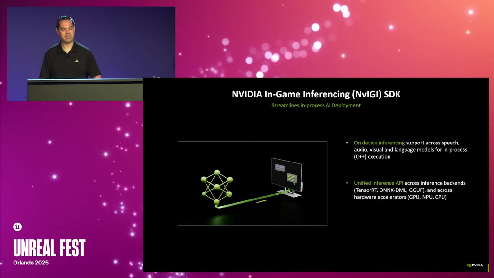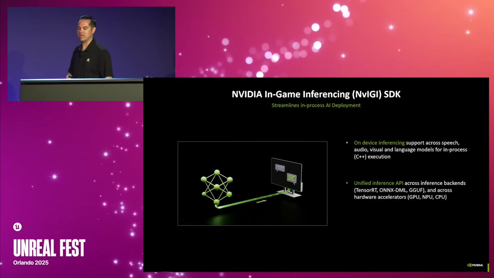What's nice about the IGI SDK is that it offers a unified API across multiple different inference backends. We support TensorRT, ONNX Runtime with DirectML, and then the GGUF format, which is popularized by llama.cpp. So no matter those different backends, we have a unified inference API that can work. So you don't have to sit there and mess around with different SDKs to get these language models to work. This can all run through the unified API for the NvIGI SDK.